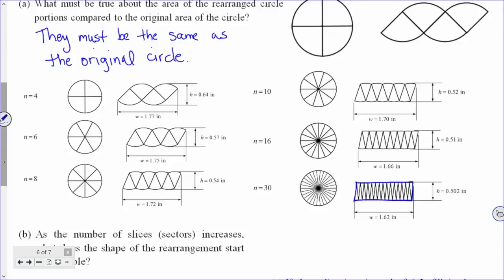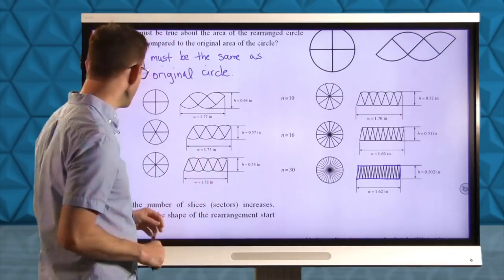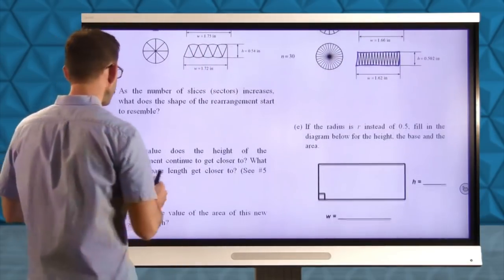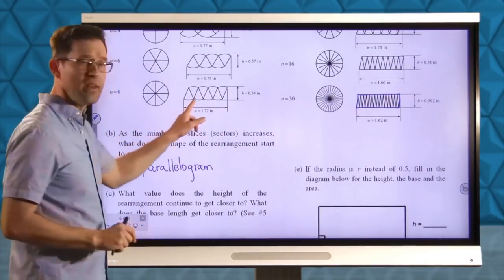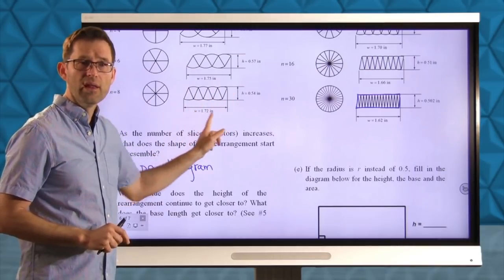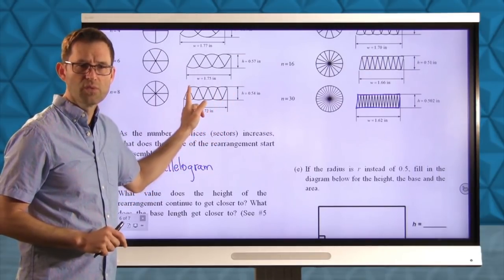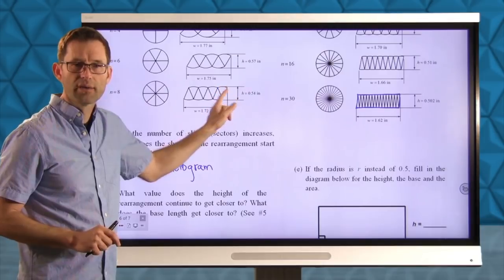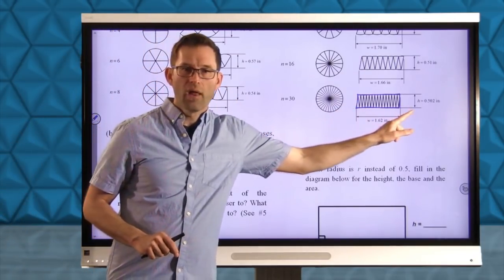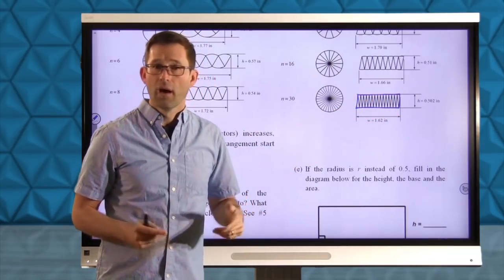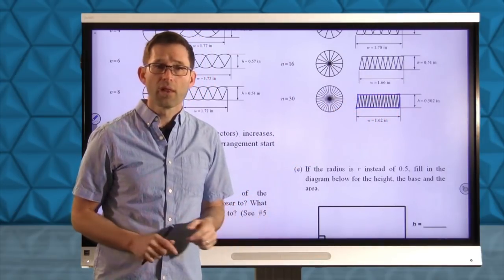Well, hopefully you said parallelogram. Maybe even you said a rectangle, which is a type of parallelogram, right? It's looking more and more like a parallelogram. In fact, even by the time we hit 8 slices right here, it looks relatively like a parallelogram, just with some little bumps on top of it. And by the time we're at 30 slices, if I just outlined this thing and asked what is that, I would hope everyone would say, yeah, it's a parallelogram, right?